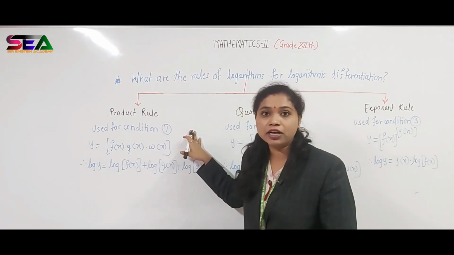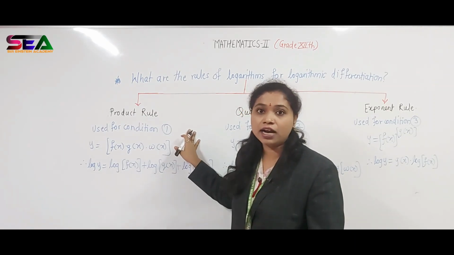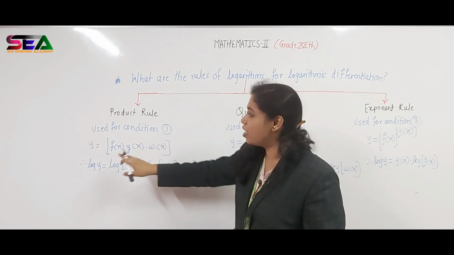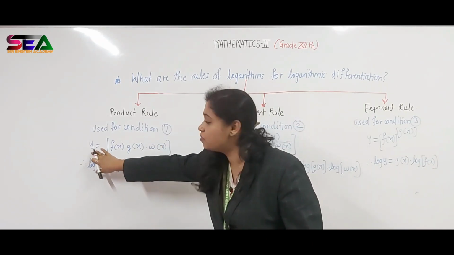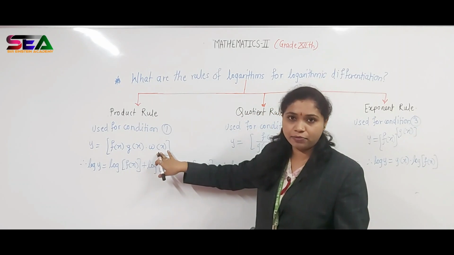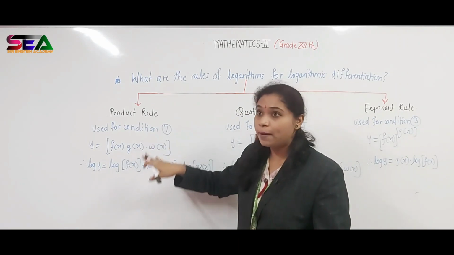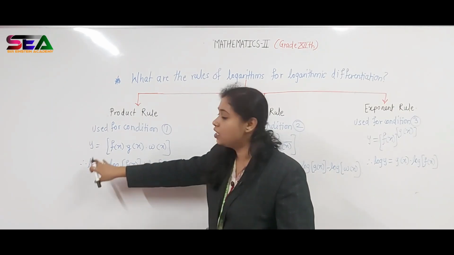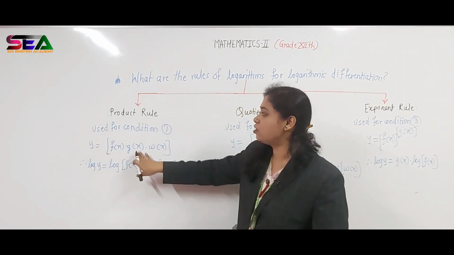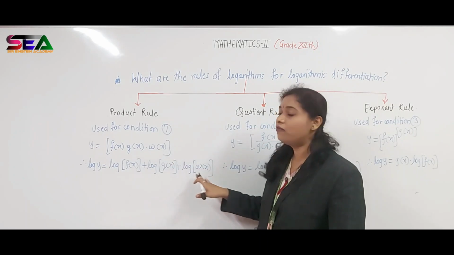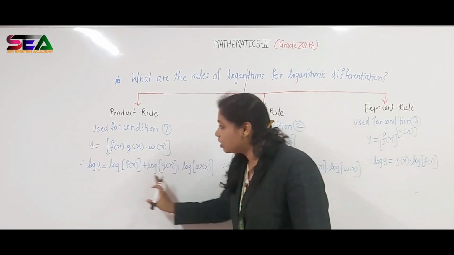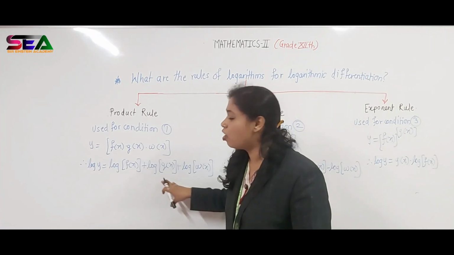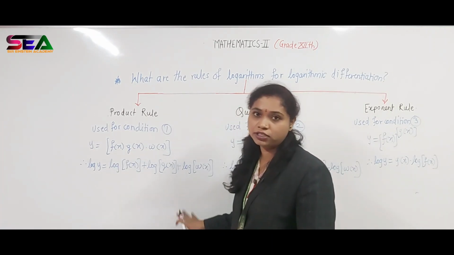What is our condition 1? That we have written in the previous chart. It is a product of multiple functions, that is 3 or more functions. So I am taking a product of 3 or more functions: y is equal to f(x), g(x) and w(x). Okay. So when I apply the logarithmic rule, log y will be equal to log of f(x) plus log of g(x) plus log of w(x). It means the logarithm of each function gets added. We have to take the sum of the logarithm of each function.